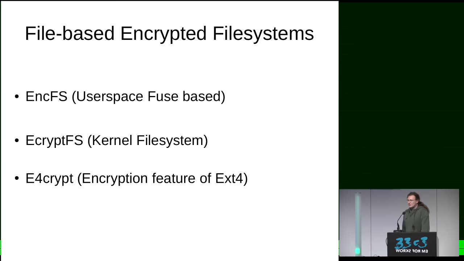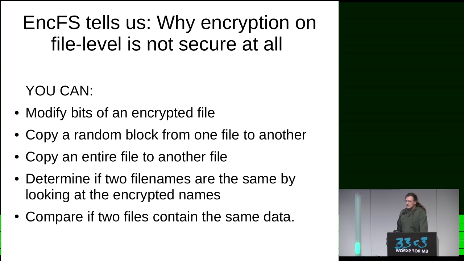Hello, my name is Tim, and I had a look at EcryptFS and the few file-based crypto file systems. Basically, there are three around. One is EncFS, which is completely FUSE-based and not so bad. Two, EcryptFS is a kernel-based file system on its own, and E4Crypt is an encryption layer on top of Ext4, the standard Linux file system. These file systems come with a few security risks. EncFS, a good one, tells us what these are.